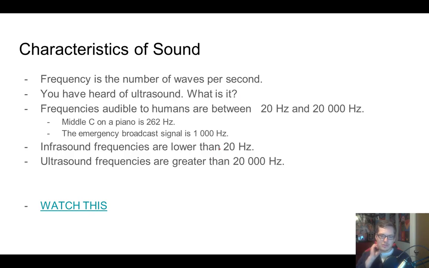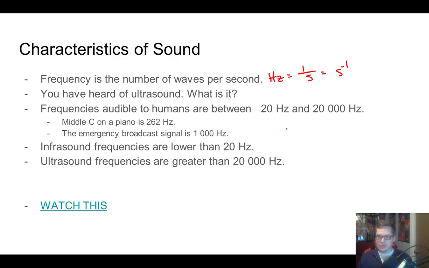Characteristics of sound. Frequency is defined as the number of waves per second. We use hertz, which is equal to 1 over seconds, or seconds to the power of negative 1.